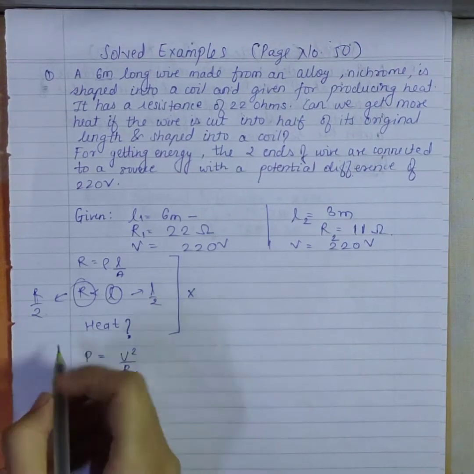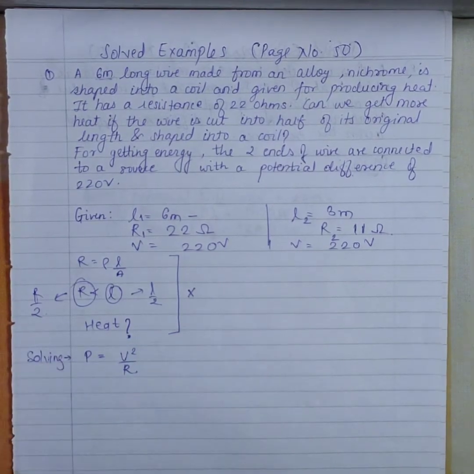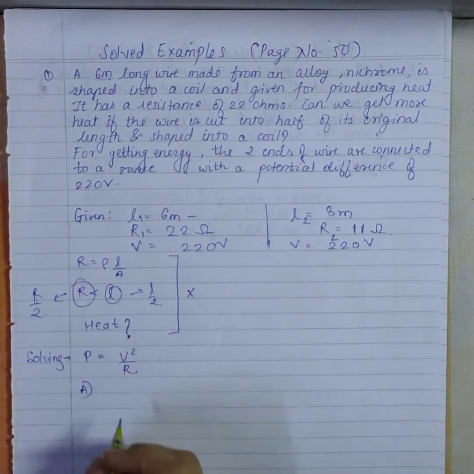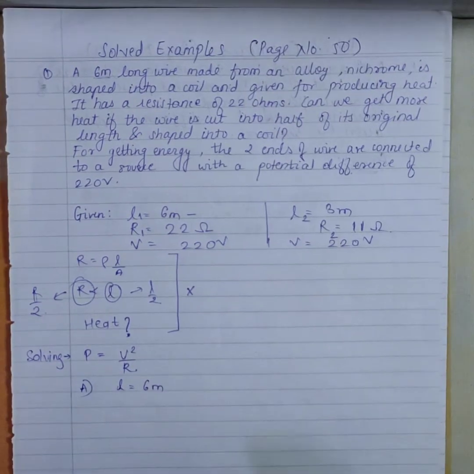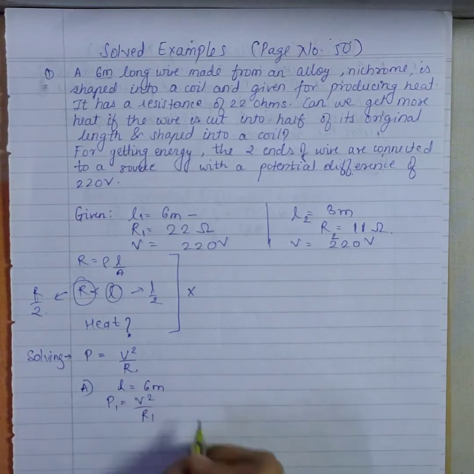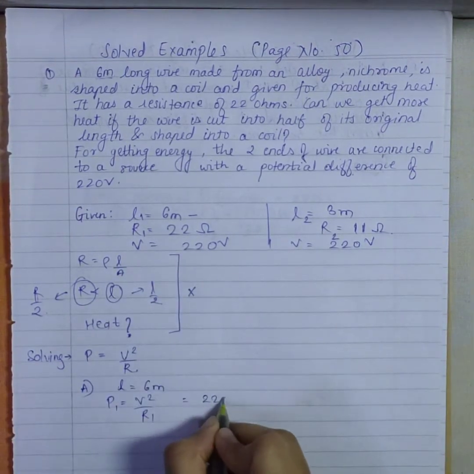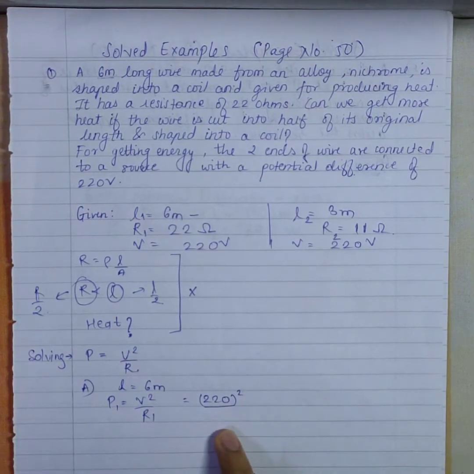So my solving starts from here. Okay. So P is equal to V square by R. For case 1, that is case A, when length is equal to 6 meters, my P is equal to V square by R1, that is P1 is equal to V square by R1. What is my V square? 220 square upon R1 is what?